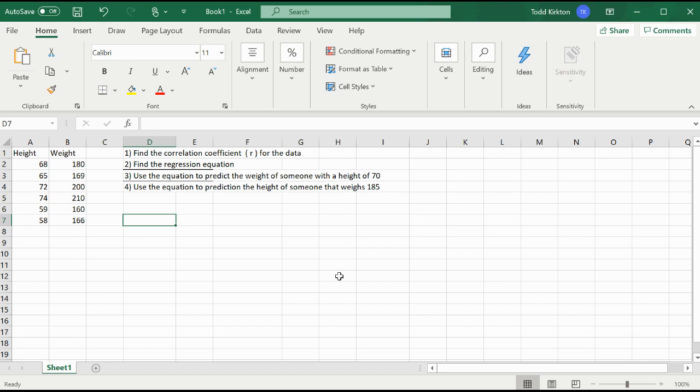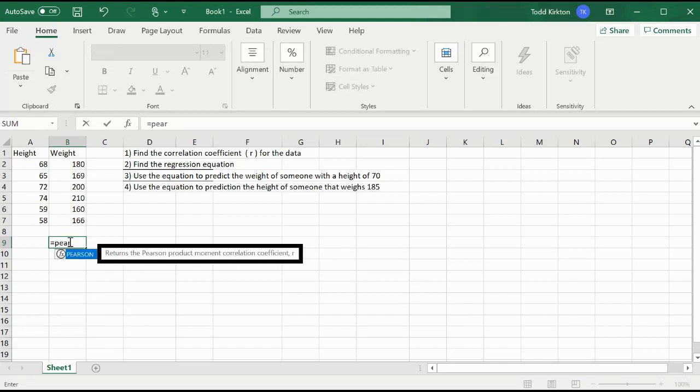So this is an example of how to find the regression equation and the correlation coefficient, what I think is the easiest method. You don't have to use a data analysis tab. So you have your data entered here, and the first thing, it says find the correlation coefficient R. So if I just want to find that, hit equal. It's called Pearson. We'll click on Pearson.